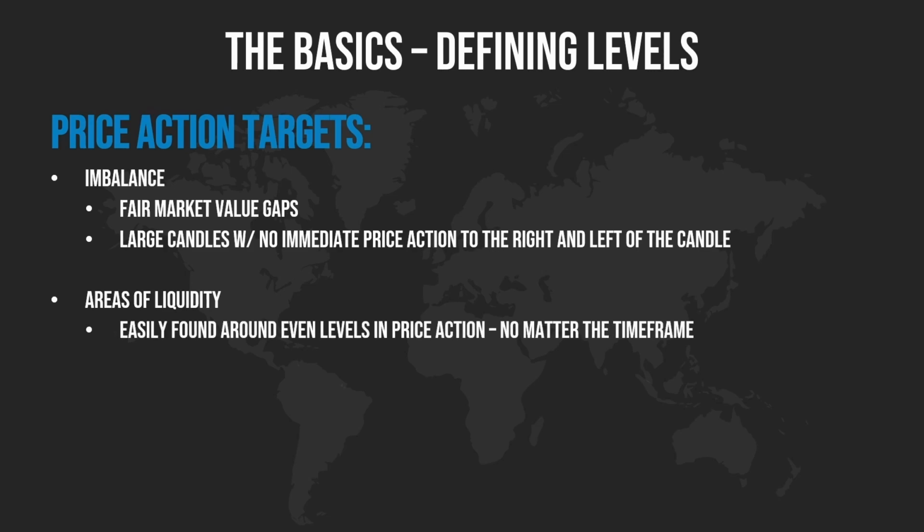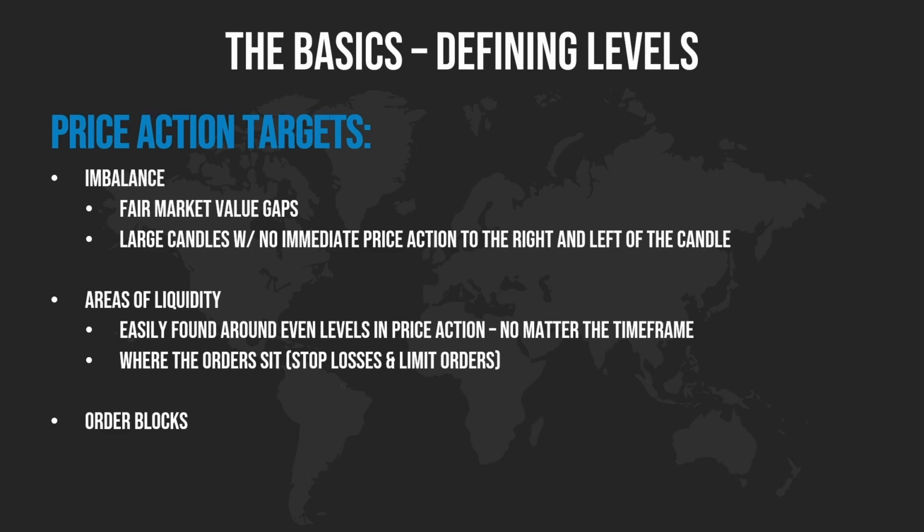Also, we're going to use areas of liquidity, right? They're easily found as even areas in price action, no matter the time frame. It can be 1 minute, 5 minutes, 1 hour, or the daily. If we find very even levels of price action, this means there's liquidity there. And where's liquidity? That's stop losses, that's limit orders, that's a lot of different traders sitting there waiting for something to happen in price. And we take advantage of these areas, right? This is where the orders sit, the stop losses, the limit orders, as we said.